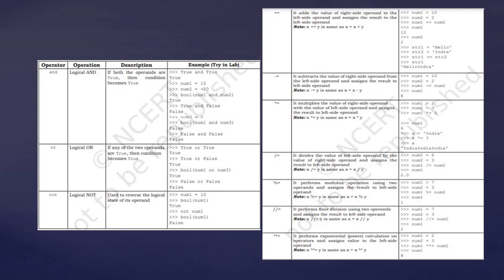Next, we have plus equal to, minus equal to, multiplication equal to. This means x plus equal to y means x equal to x plus y. So let's say num1 is 10, num2 is 2. So num1 plus equal to num2 means num1 is equal to num1 plus num2. So 10 plus 2 is 12. Hence we get 12 here. Similarly, in multiplication, we see num1 times num2, which is 2 times 3, which gives us 6 right here.